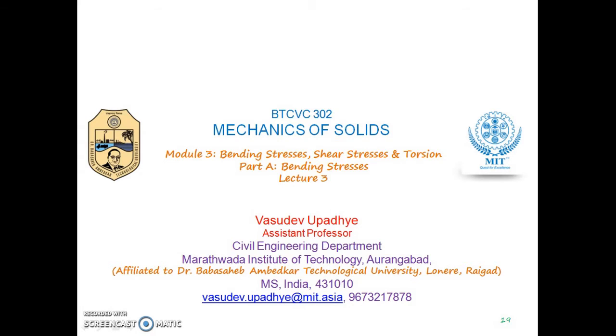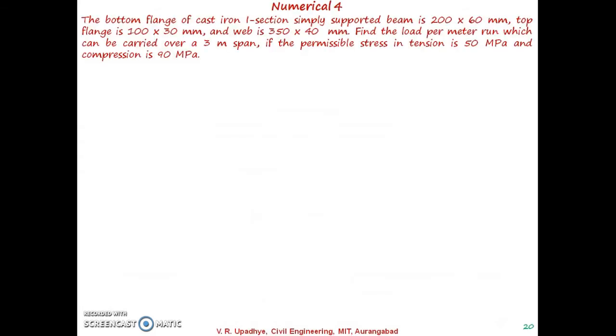So the statement of numerical 4 regarding bending stresses is something like shown over here. The bottom flange of a cast iron I section simply supported beam is 200 by 60 mm. Top flange is 100 by 30 mm, and web is 350 by 40 mm. So this is regarding the cross section of the beam for the analysis. And it is asked to find the load per meter run which can be carried over the 3 meter span if the permissible stress in tension is 50 megapascal and in compression is 90 megapascal.